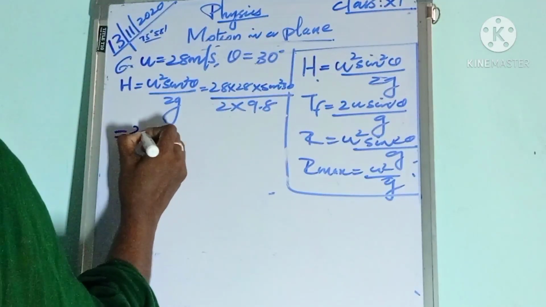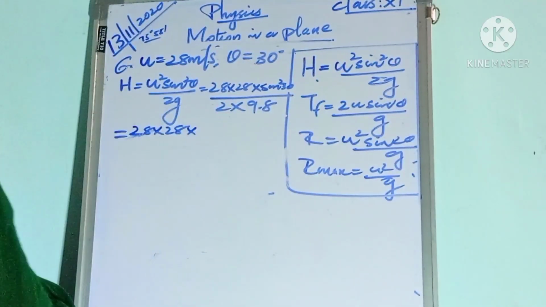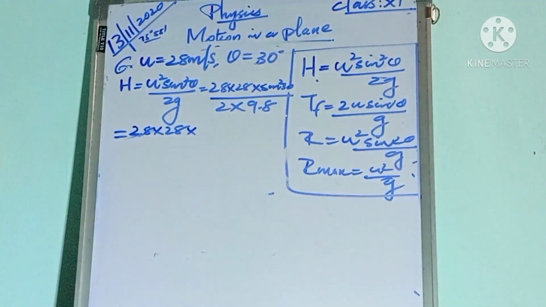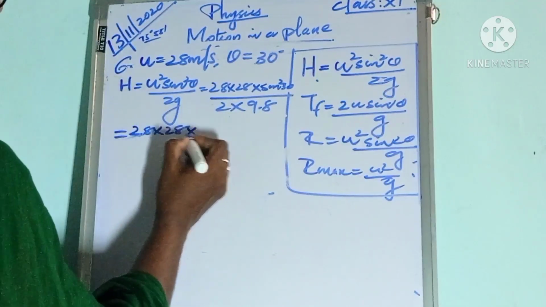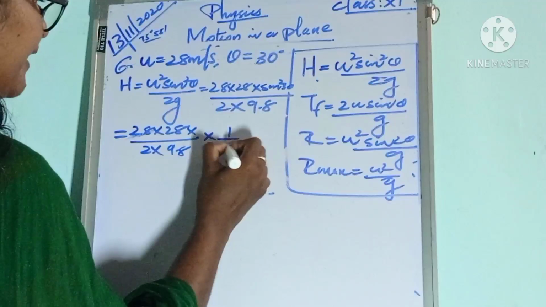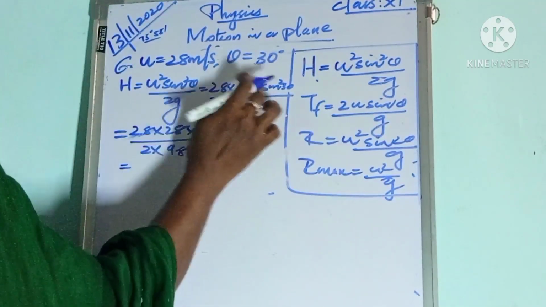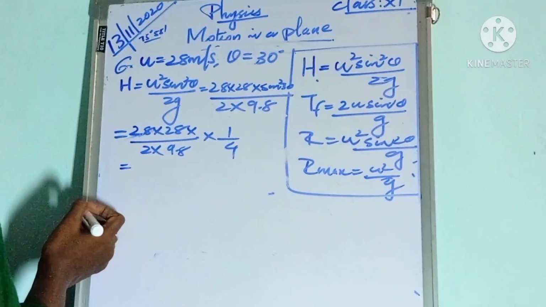Then we can simplify this as 28 into 28 into sin square 30. You know the value of sin 30? Actually it is 1 by 2. So sin square 30 is actually 1 by 4.